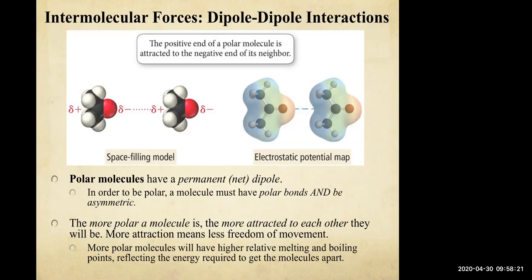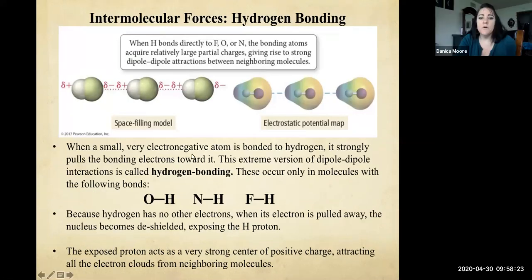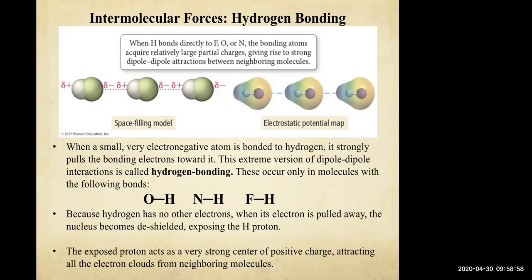Yeah. Cool. All right. So then we have the specific, very strong version of these dipole-dipole interactions, which are called hydrogen bonds. And again, those only occur when you have oxygen bonded to hydrogen, nitrogen bonded to hydrogen, or fluorine bonded to hydrogen, right? So you have to have those bonds and those atoms directly attached to each other, not just in the molecule, right? So you could have oxygen and hydrogen in the same molecule and not have hydrogen bonding, right? You guys remember that? Yeah. Cool.